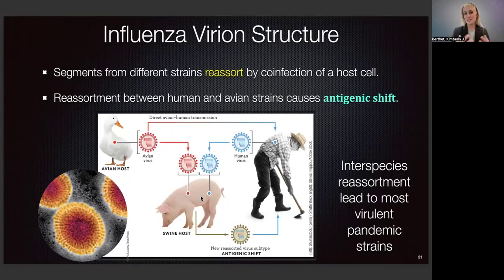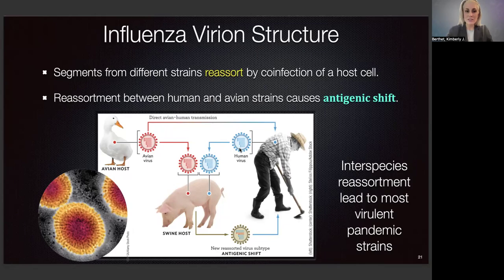And this is antigenic shift. We see the red and the blue combined. And this can go back into the human population. So this is interspecies reassortment, as we're looking at 3 different species here. And this can lead to some of the most virulent pandemics that we are yet to see.